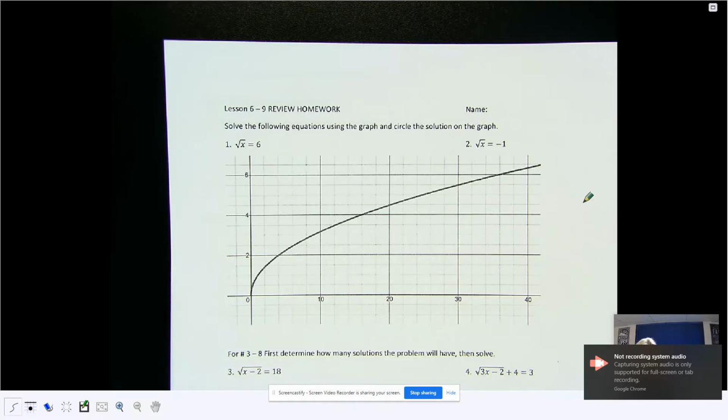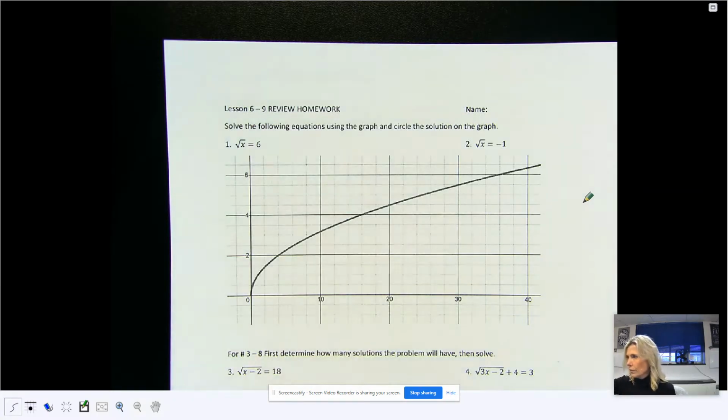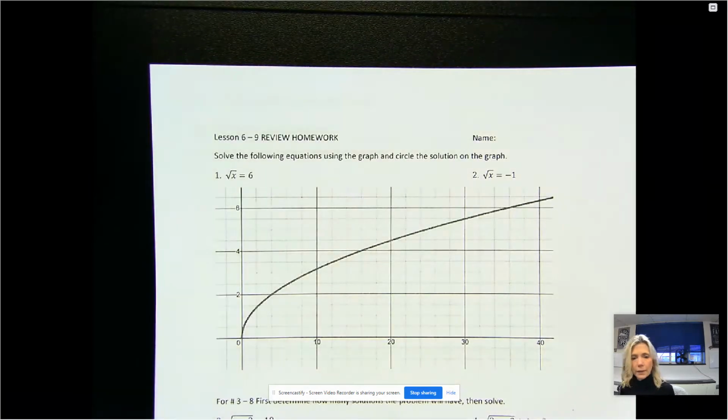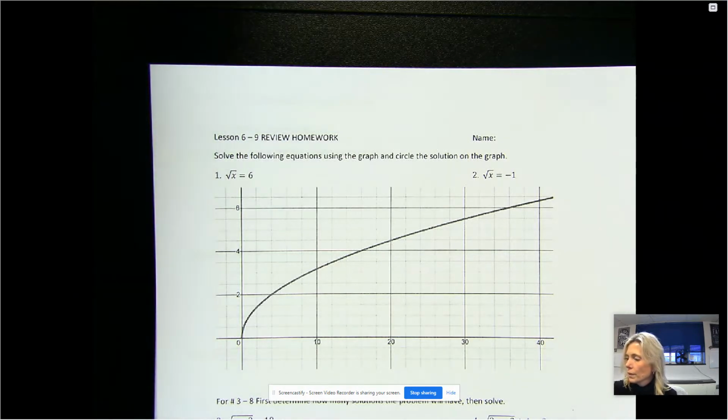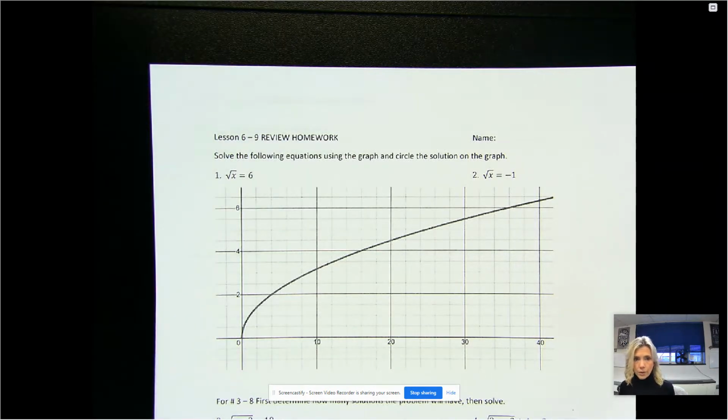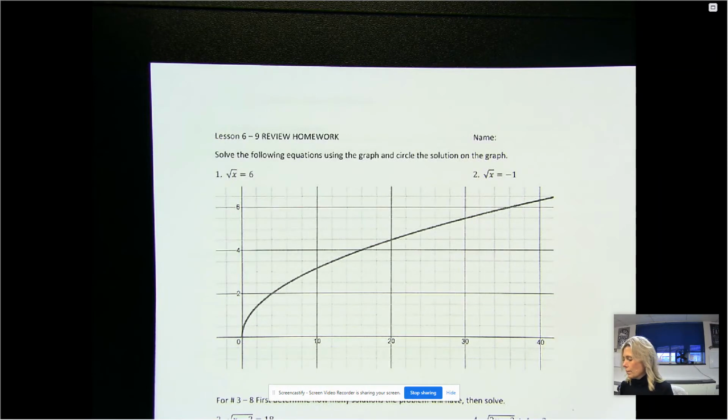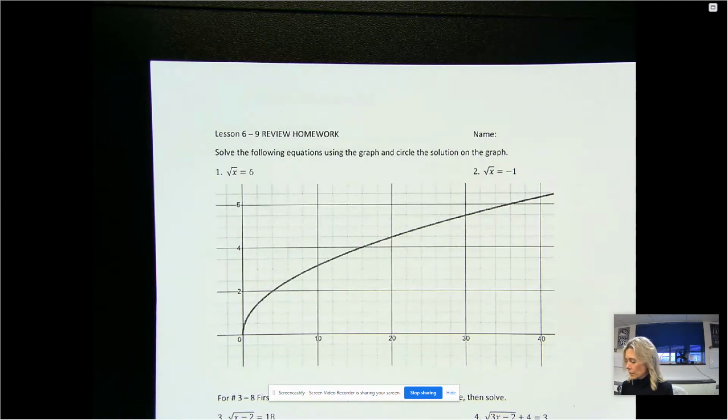Hello there, Miss Smart here with today's assignment, which was a review assignment for lessons 6 through 9 from Unit 3 because you have a quiz on it tomorrow. So let's go ahead and get started.